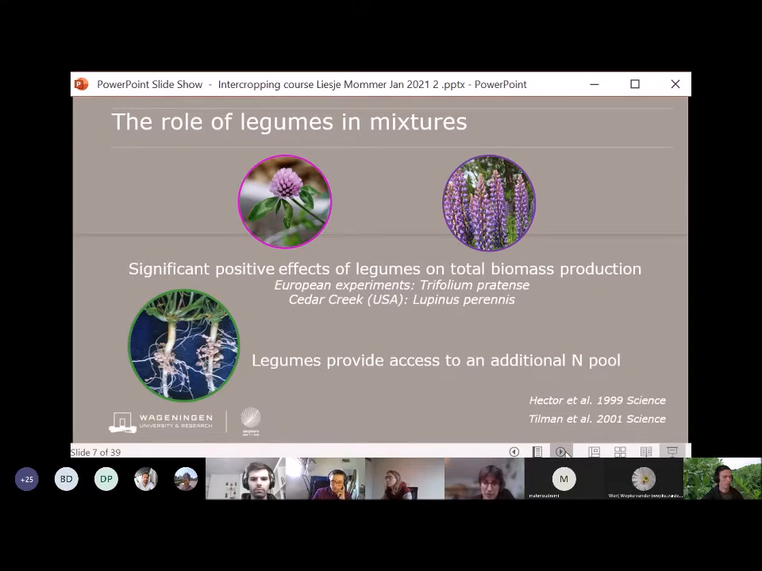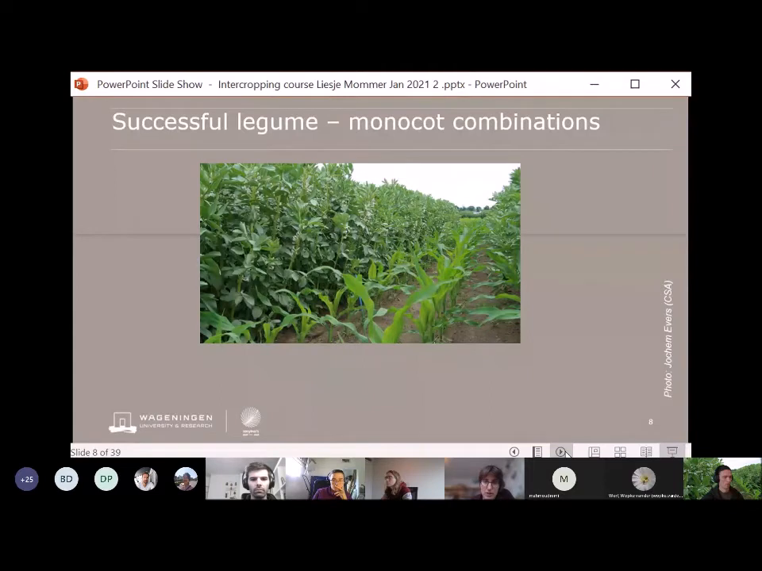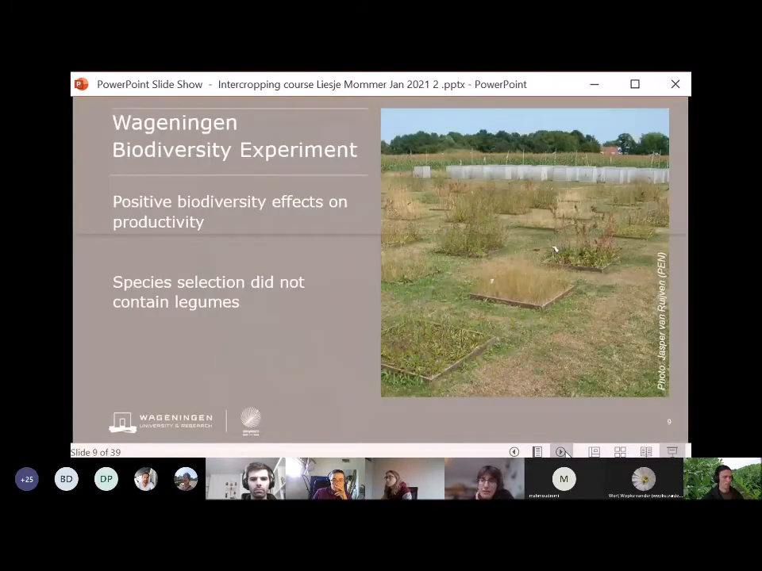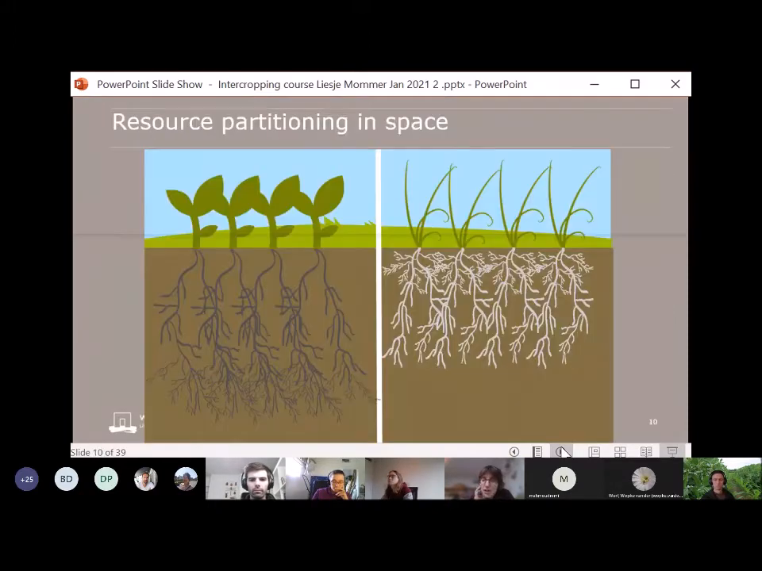So we thought in Wageningen, we do an experiment. And you also see that the successful intercropping combinations are also legume-monocot combinations. But we thought, in Wageningen we do an experiment without a legume in the system, and then we will find that we don't find the biodiversity effect. Still, not in the first year, but in the second year, we found positive biodiversity effects on productivity. So the effects cannot only be attributed to legumes, although of course they play an important role because they can provide additional nutrients, and particularly if the roots of the legumes die and are decomposed, that will provide an additional nitrogen source over time.